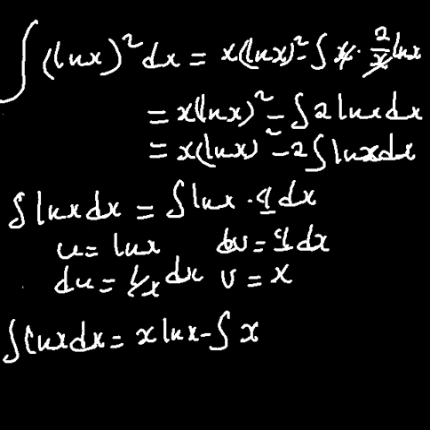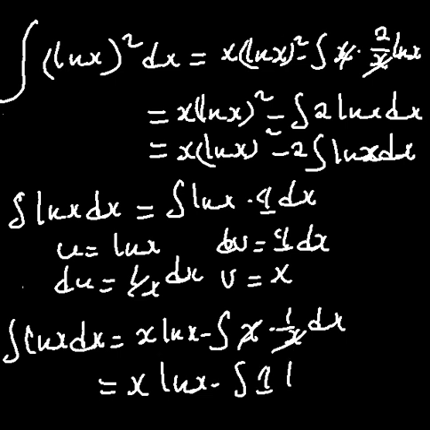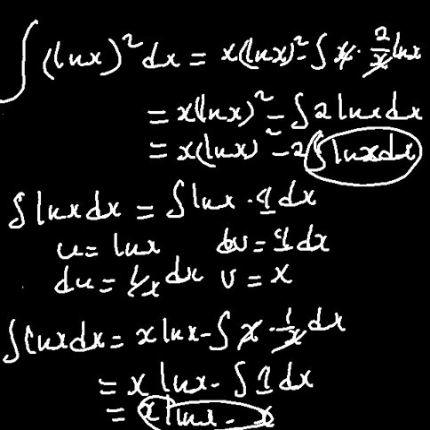And what is the du? We have it as 1 over x dx. So this and this one cancel out. We'll have x ln x minus the integral of 1 dx. So what is the integral of 1 dx? We'll have x ln x minus x, and in that way we'll substitute this onto here. That will be the solution.